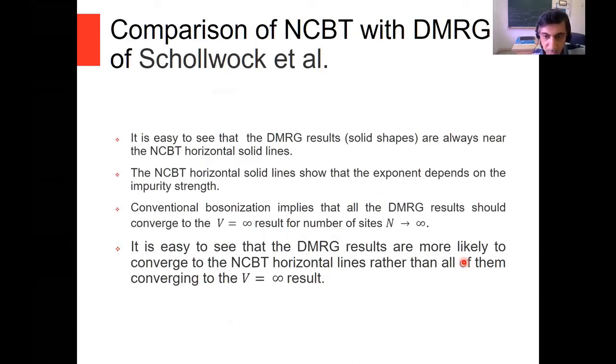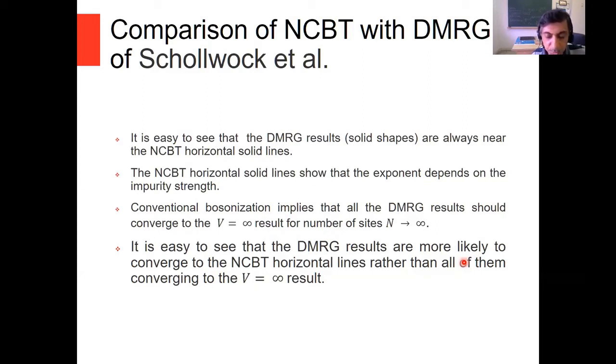Okay, so I'm going to wrap up. The idea is that we feel that by staring at these plots already, the non-chiral bosonization results show that the exponents are in fact not universal.